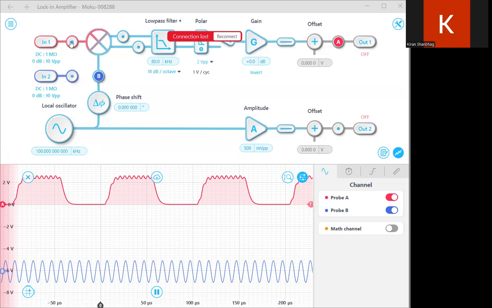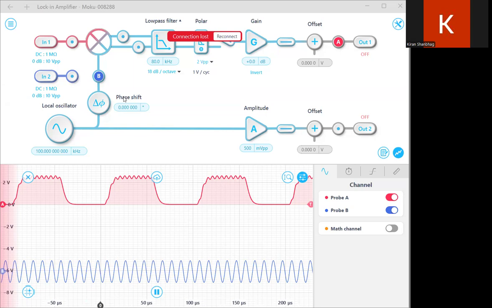The thumbnail of this video will be the arrangement that is shown. That is, we have to connect output one of the first Moku to input one of the second Moku, and output two of the first Moku to input two of the second Moku, and then this interface will be ready. As I was telling you, for the lack of more ports, I have just disconnected the Moku, but I have its output here being displayed.